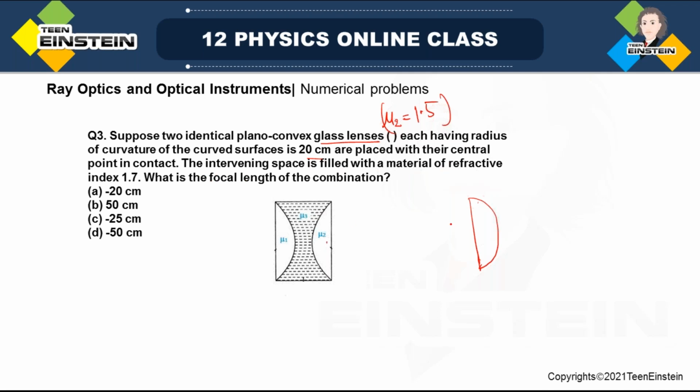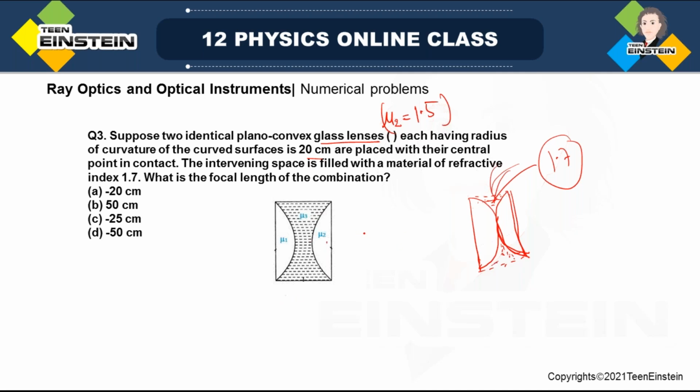Now, how are we keeping this? We are keeping this in contact. There are two planar convex lenses, so we'll keep their central portions in contact like this. And see, this part is the intervening region. In between them, this part will be empty, the intervening region. If we fill this intervening region with some liquid having refractive index 1.7, then what will be the focal length of the combination?